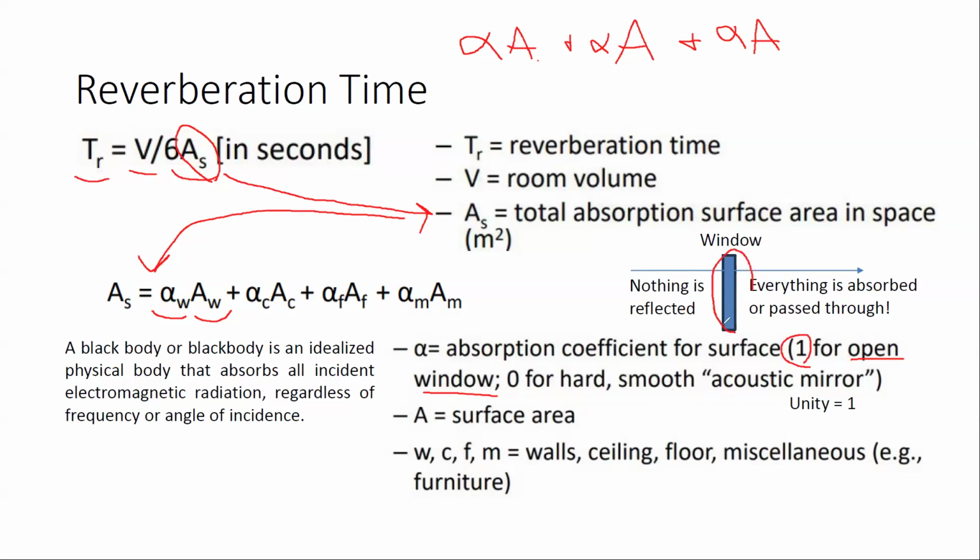And essentially, when you have the window and it is 1, nothing is reflected, right? The sound just goes through. Any questions on this?